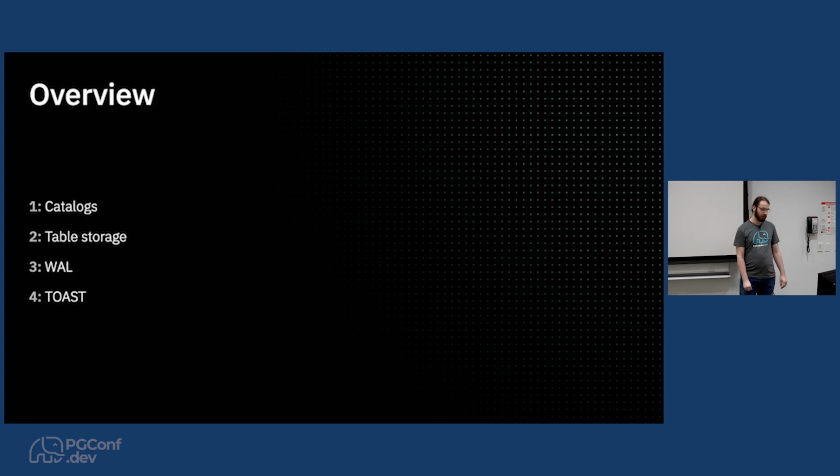What I will be talking about are these 4 basic items about implementing savings in the catalogs, in table storage, in WAL, and in Toast. There are probably more systems, but these are standout items that I think are quite interesting and we can get real significant improvements there.